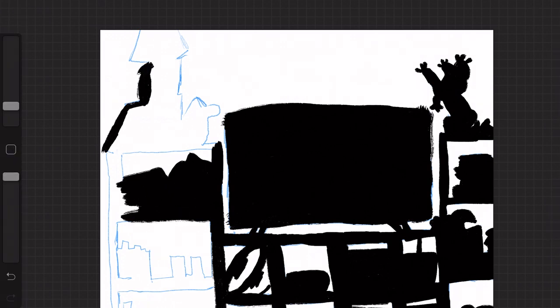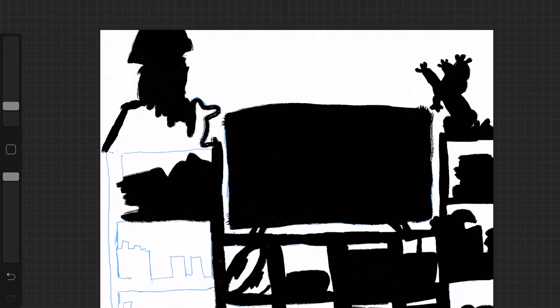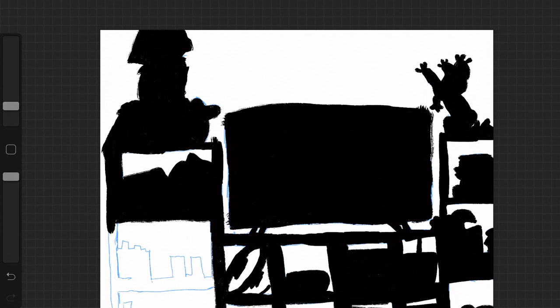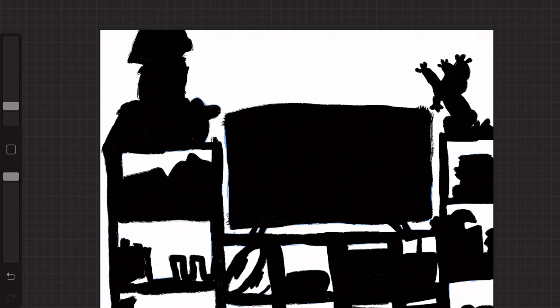So remember, the black part that we're coloring in is our positive space, and then the space around our positive space, the white, is our negative space. And that's it. And I'm done. And that's our assignment for the week.